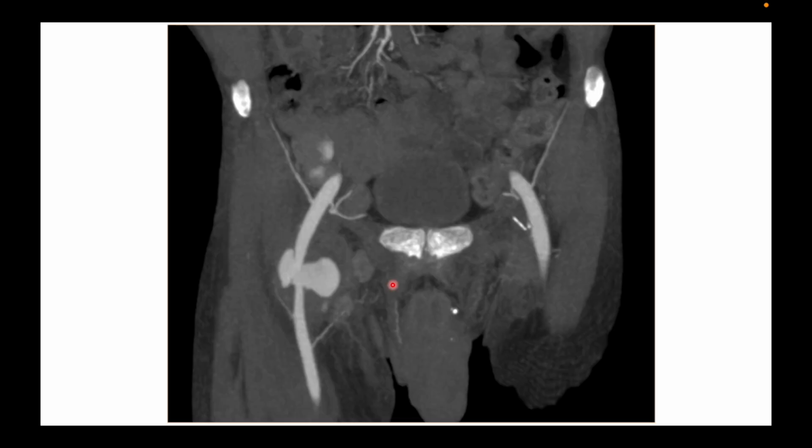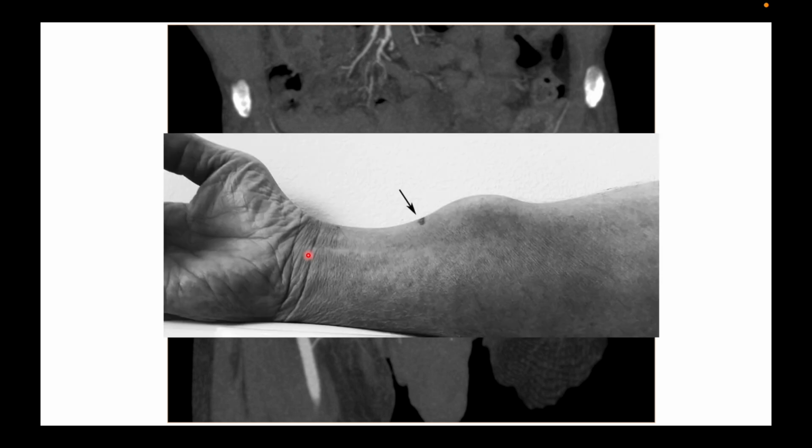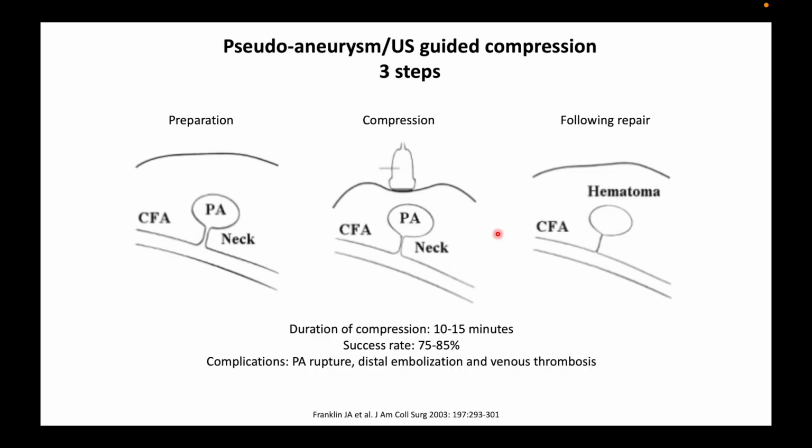So this is an example of femoral artery pseudoaneurysm. You can see over here. And then this is an example where we do the radial punctures and you can see a radial pseudoaneurysm here. So you can diagnose them on ultrasound. And how do you treat them?